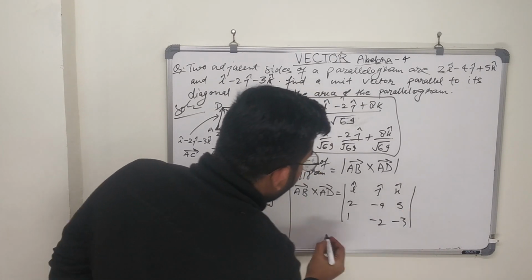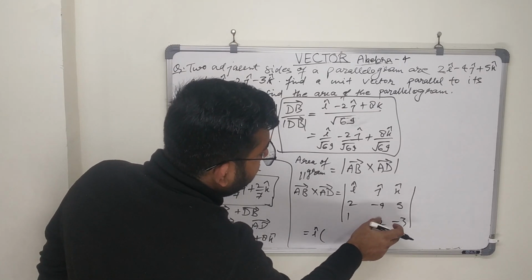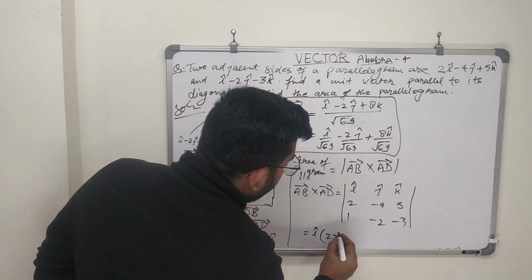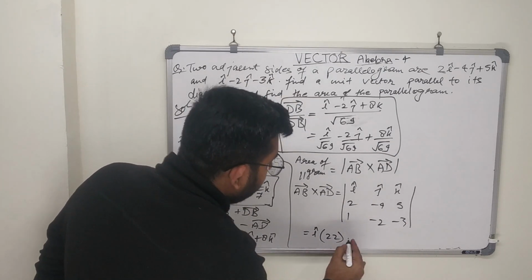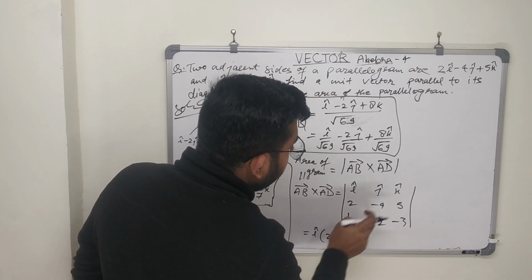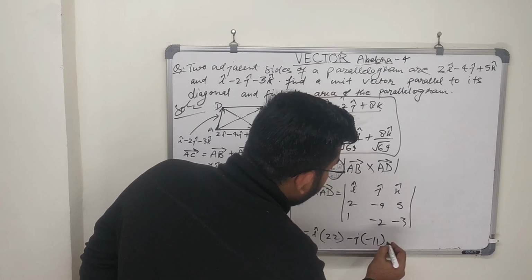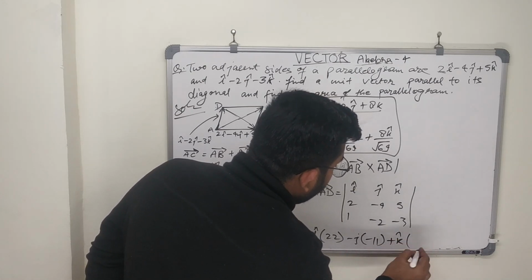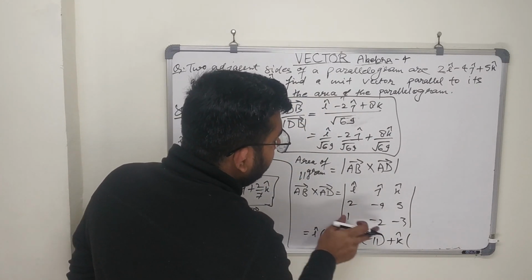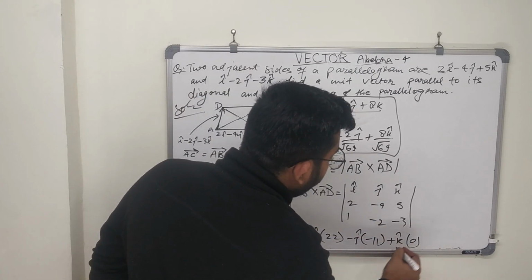Now calculating this, that is i cap into -4 into -3, that is 12, minus -10, that is plus, that is 22, minus j cap into 2 times -3, that is -6, minus 5, that is equal to minus of -11, plus k cap into 2 into -2, that is -4, minus -4, plus, so this will be equal to 0 here.